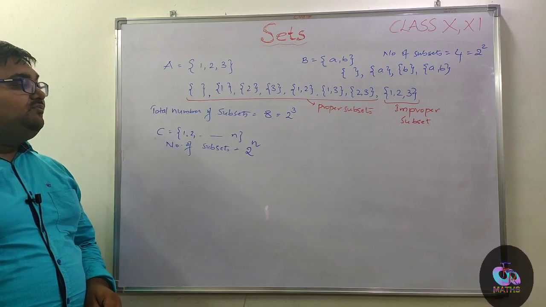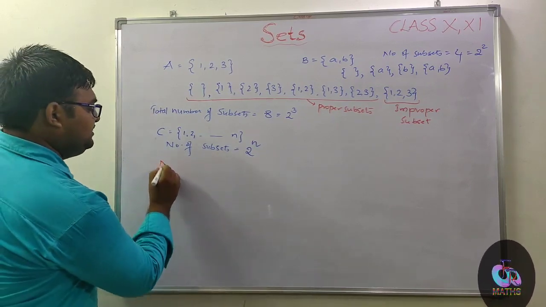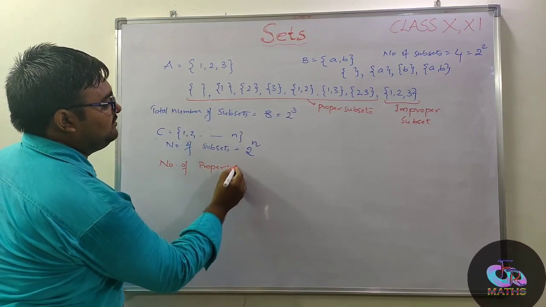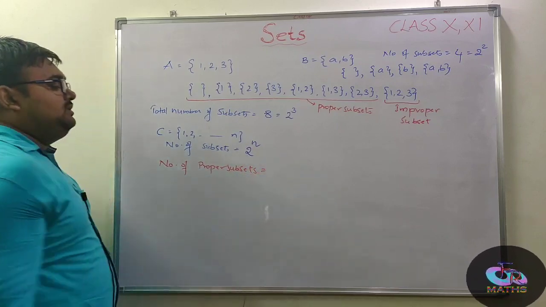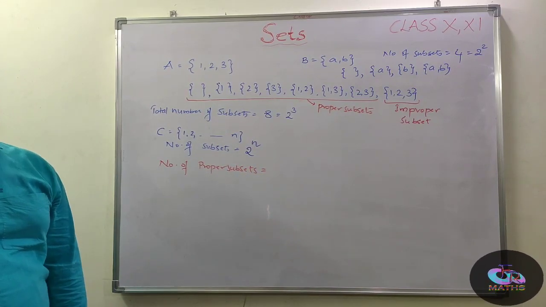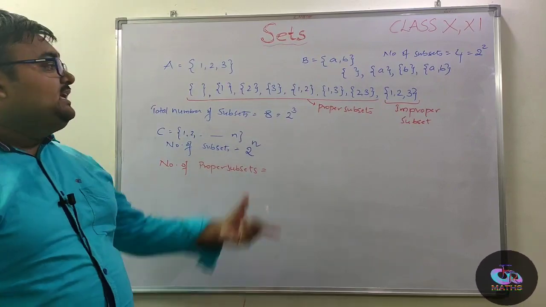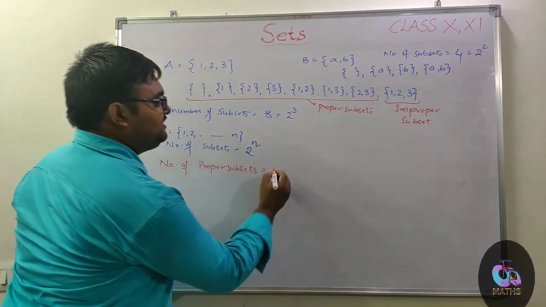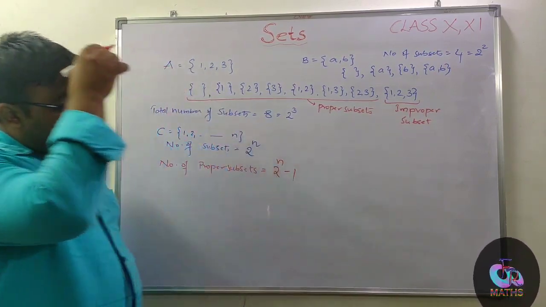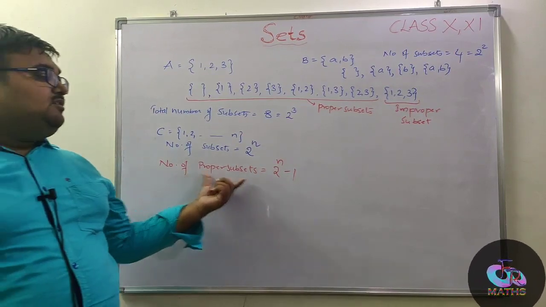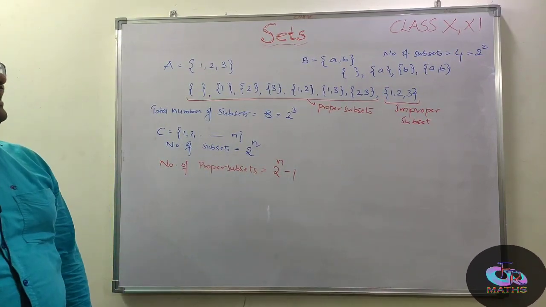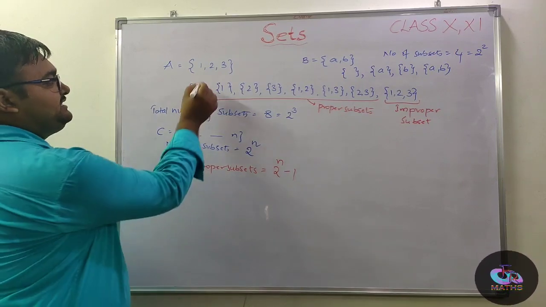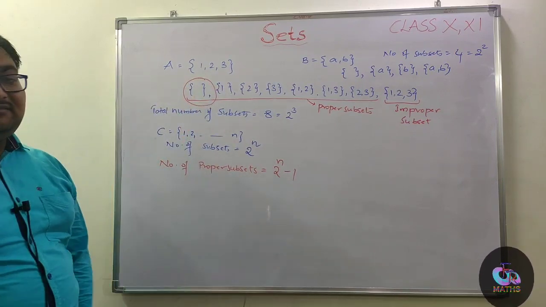Now from this we can obtain one formula. If I want the number of proper subsets, then what can we say? From all the subsets we are removing one particular set, that is the set itself. So the formula for the number of proper subsets is nothing but 2 power n minus 1. From this, one more thing we can observe, that is this particular null set.